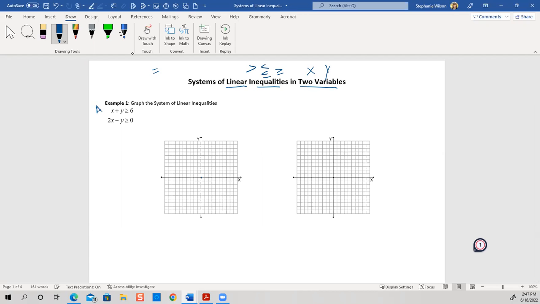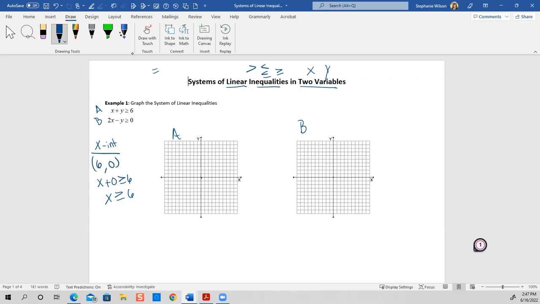I'm going to label these A and B, so I'm going to keep it separated. And I'm going to graph A here, and I'm going to graph B here. So let's do that. In order to graph A, I want to find the intercept. Where does it cross the x-axis? Well, I know y is 0 anytime I cross the x-axis. So I'm going to plug in 0 for y. And that gives me x is greater than or equal to 6.